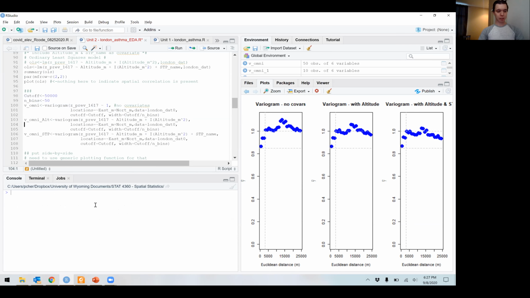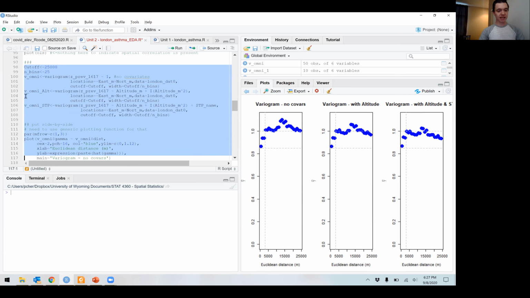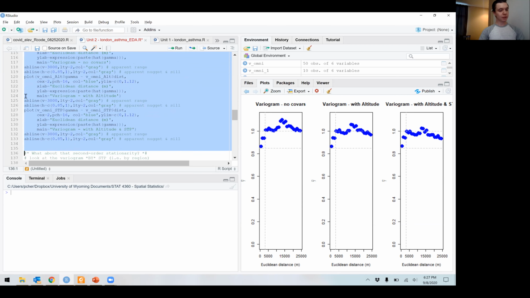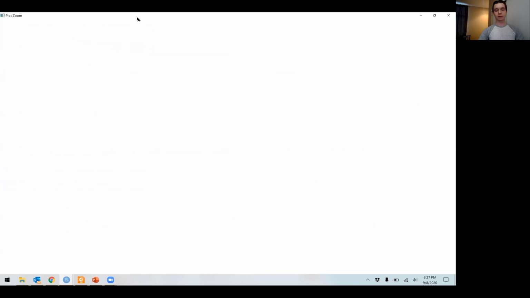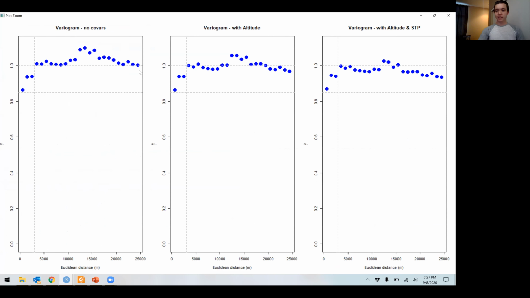Okay. Let me refit my variograms. So switch this back to 25, switch this to 25, refit, and put them side by side. Just for the sake of completeness, I will not remember what I ran and when. So here we are. Here are my 3 variograms. You will notice there is not a ton of difference in our variogram when we look at it without any covariates and with some covariates.